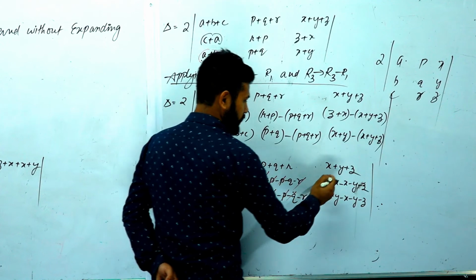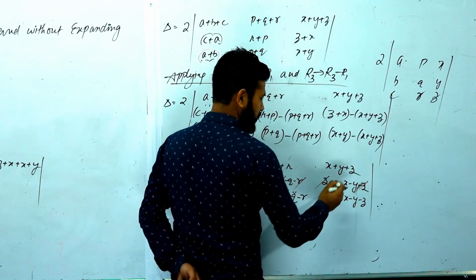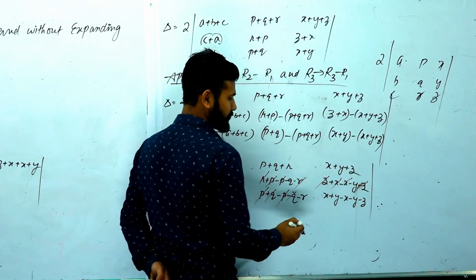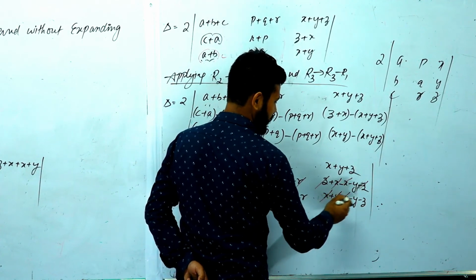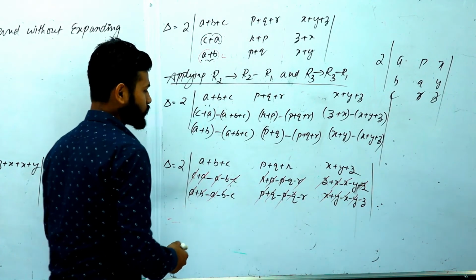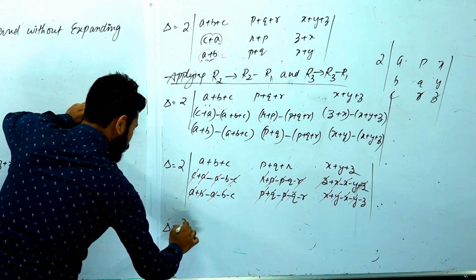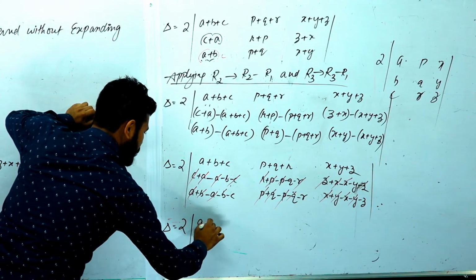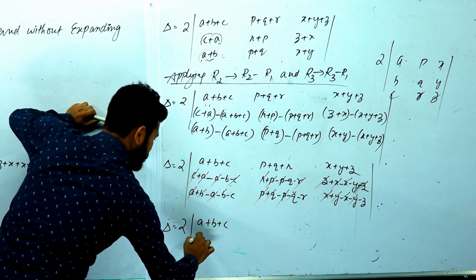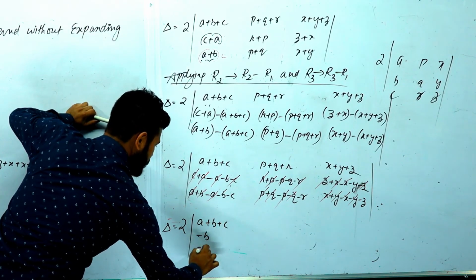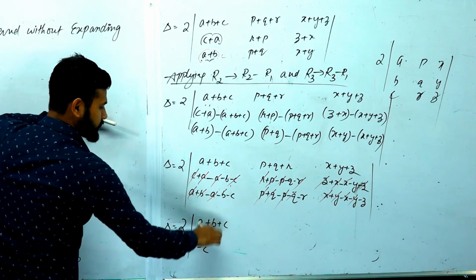Same thing as plus z minus z, plus x minus x is cut, y is left, and x y is cut, minus z is left. So what is the left out quantities? Write it down nicely. So delta is equal to twice of a plus b plus c, minus b minus c. Minus b minus c is left.